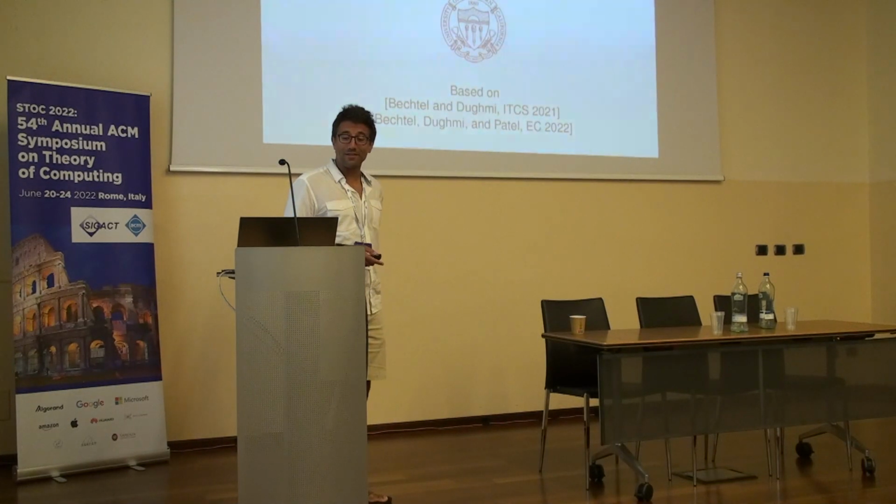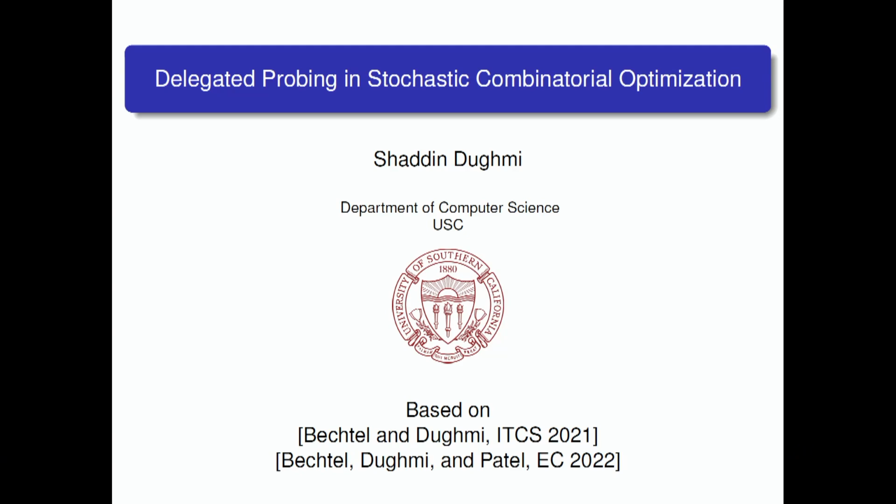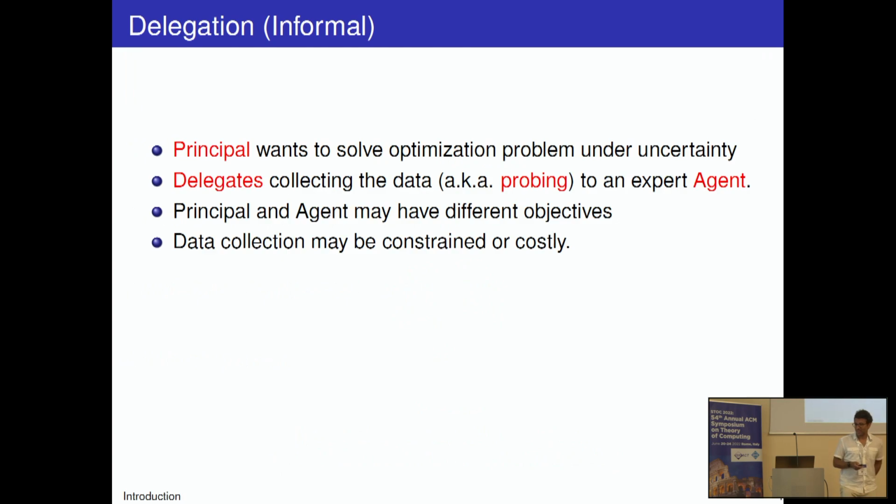So I'm going to talk about delegating stochastic combinatorial optimization problems. So here's the setting informally. You're a principal, you want to solve an optimization problem, but there's uncertainty about your data. And you also don't have the expertise to solve the problem, so you're going to delegate it to an agent, and the agent will collect data, we say probe the data, and then give you some information about how to solve the problem. Right? The key point here is that the principal and the agent may have different incentives about what solutions they prefer. And also, collecting the data may be either constrained or costly. We'll talk about different models there.